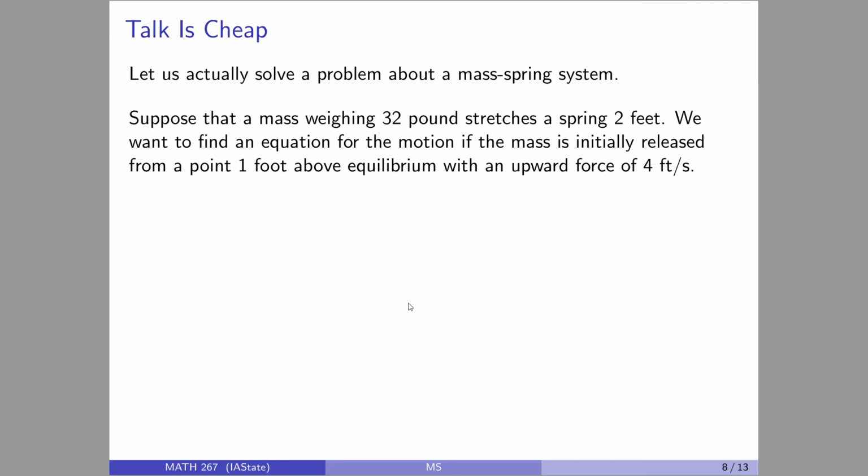So, boom, here we go. I've got a mass. It weighs 32 pounds. It stretches the spring 2 feet. I want the equation for the motion if I further know that the mass is released 1 foot above its equilibrium with an upward force of 4 feet per second.